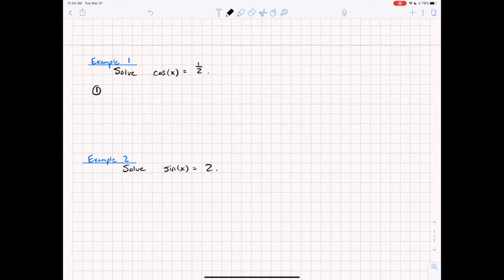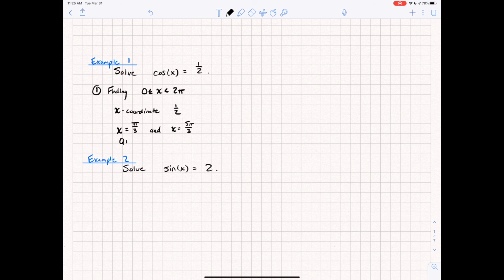Let's start by finding all solutions that are just on the unit circle. In other words, I'm just looking at the angles from 0 to 2 pi. And I'm specifically looking for where the x coordinate is 1/2. Well, looking at the unit circle, this is going to occur at x is equal to pi over 3 and 5 pi over 3.